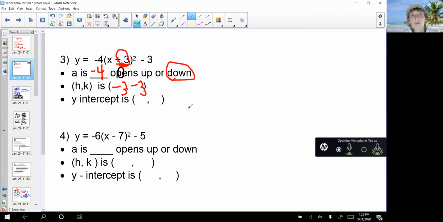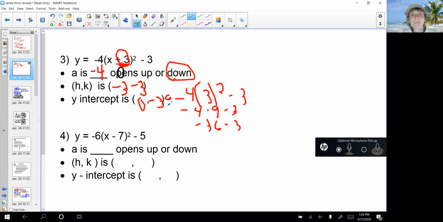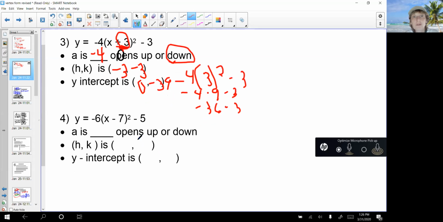Y-intercept, put a 0 in for x. Negative 4 times (0 plus 3) squared minus 3, so it's 3 squared minus 3. So it's going to be negative 4 times 9 minus 3, negative 36 minus 3 makes it negative 39. So 0, negative 39.